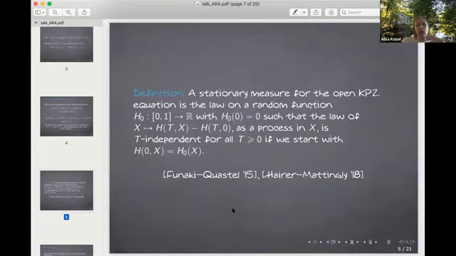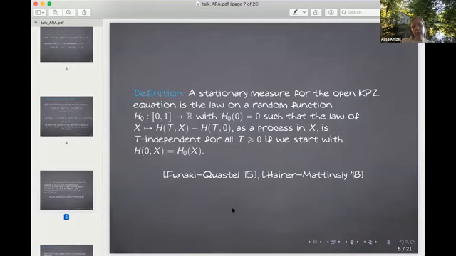And as I mentioned, in the case of the KPZ on the full line, it was known in the physics literature for quite some time, and then rigorously shown by Funaki and Quastel, that the stationary measure is Brownian.